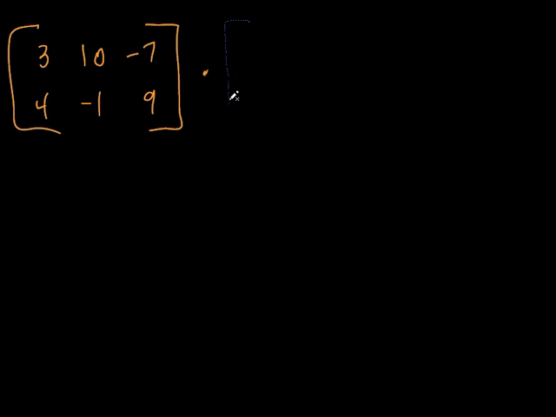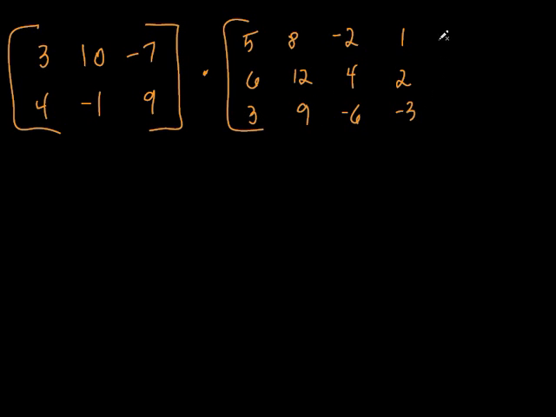We got 3, 10, negative 7. This is right in the book. 4, negative 1, and 9. Put the little matrix brackets around them. And we're going to multiply it by, let's see, 5, 8, negative 2, and 1. 6, 12, 4, 2, 3, 9, negative 6, negative 3.